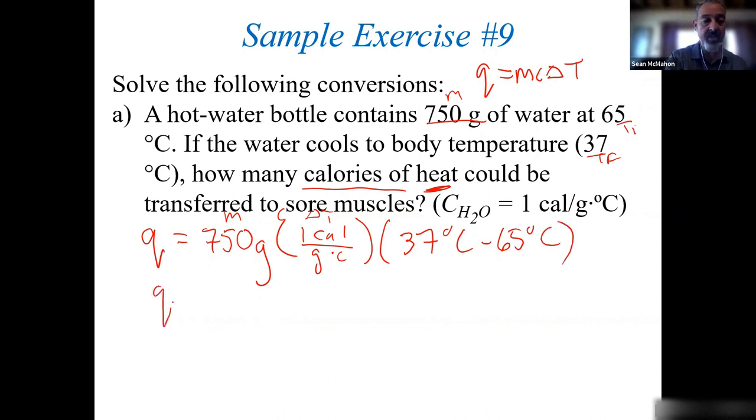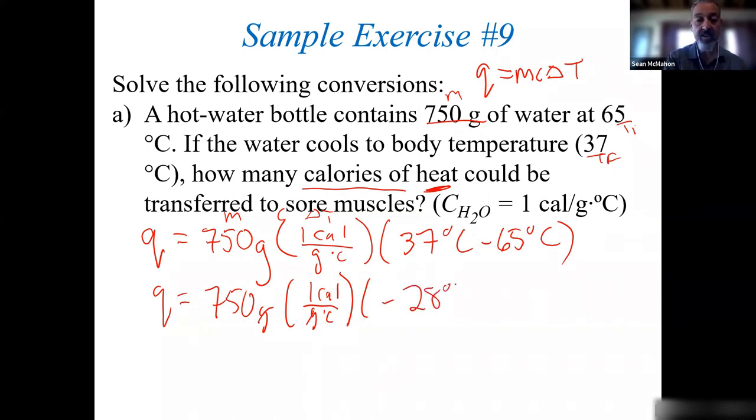So what I end up getting, Q equals 750 grams. I still have the 1 calorie, because that's the specific heat of water, per gram degree Celsius. Actually, the grams cancel. And I'm going to get a negative 28 degrees Celsius here. And the reason why it's negative is the temperature dropped, right? So the hot water bottle transferred its heat to a sore muscle. So the hot water bottle is losing heat.